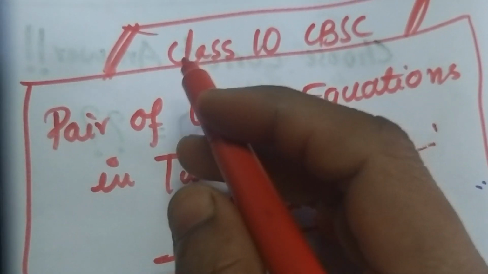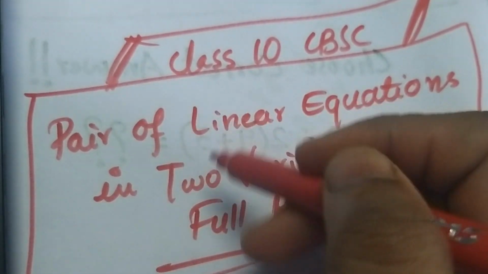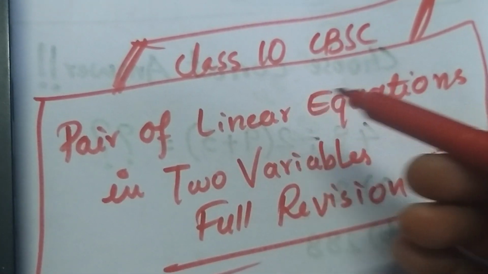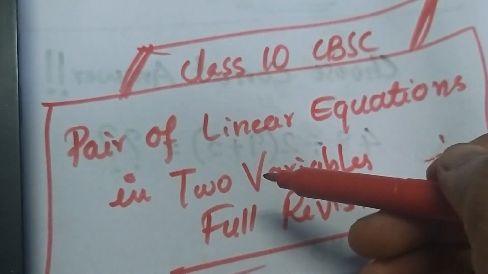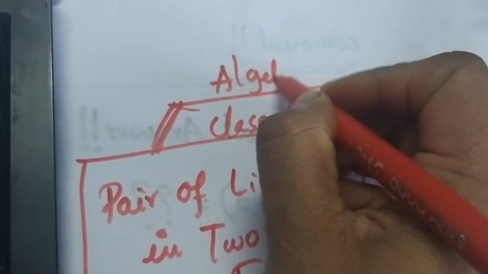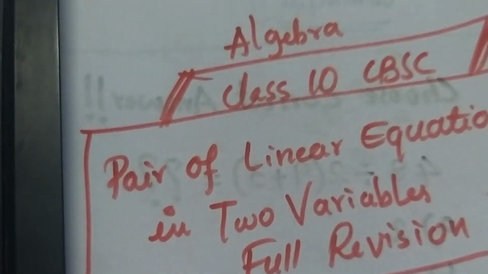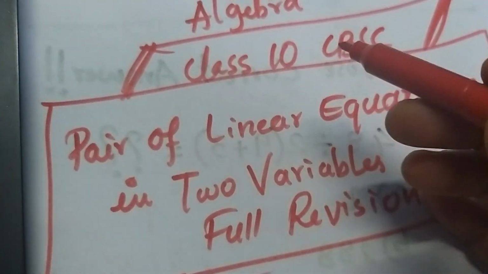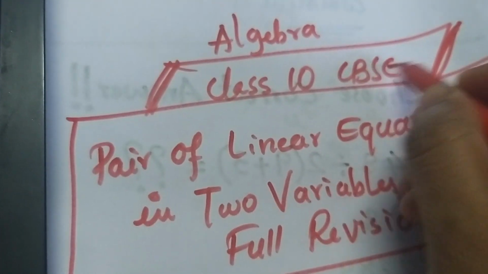Hello children, today in this video I am going to explain and show you the full revision of pair of linear equations in two variables of chapter algebra. Okay, algebra, we have the pair of linear equations in two variables. The full revision, children, for class 10 CBSE exam.